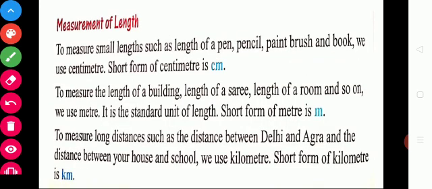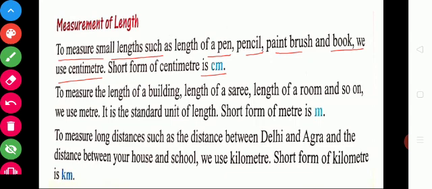For measurement of length, smaller units we measure in centimeter, bigger lengths we use meter, and distance we measure in kilometer. Yes, children. So some more examples are given. Look at here. To measure small lengths such as a pen, pencil, paintbrush and book, we use centimeter. The short form of centimeter is cm.